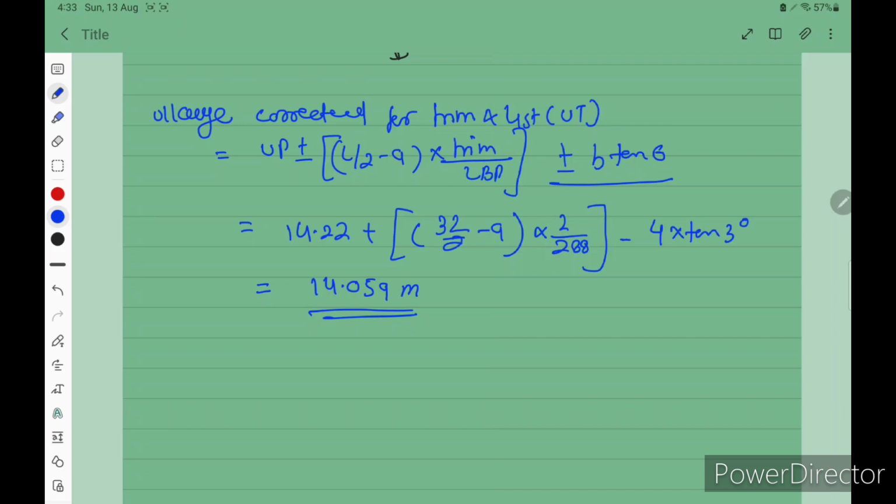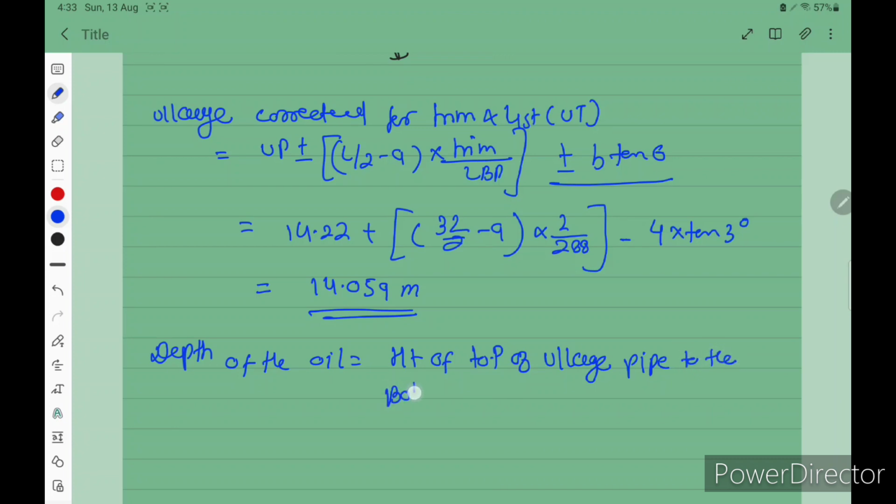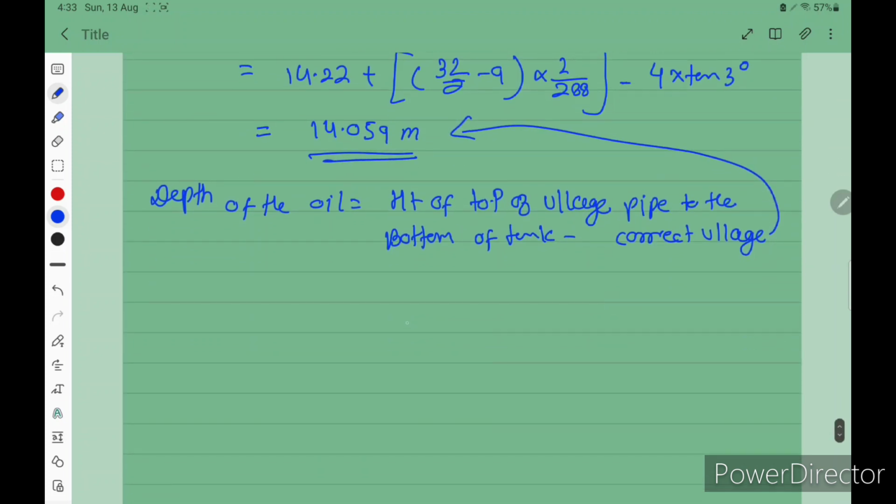Now we have to find out the depth of the oil. So depth of the oil is equal to the height of the top of the ullage pipe to the bottom of the tank, minus the corrected ullage. So 19 plus 0.92, 92 centimeters, so we convert in meters, minus 14.059, equal to 5.86 meter.